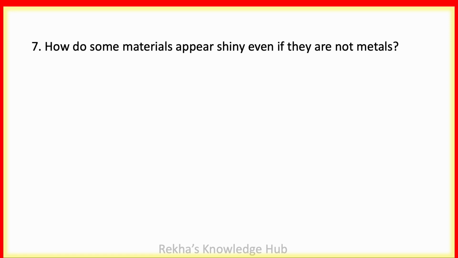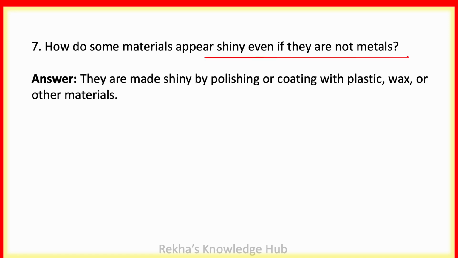How do some materials appear shiny even if they are not metals? They are made shiny by polishing or coating with plastic, wax or other materials. Some materials do not shine naturally like metals. To make them look shiny, what will people do? They will polish them or cover them with a thin layer of plastic, wax, or other materials. These shiny coatings make the surface smooth and bright, even though the material underneath is not a metal. For example, wooden furniture is polished to make it shine.